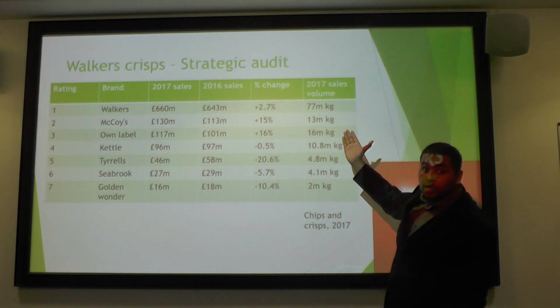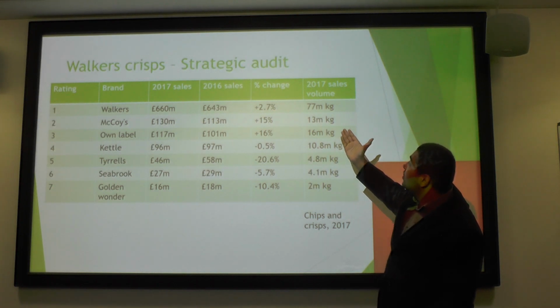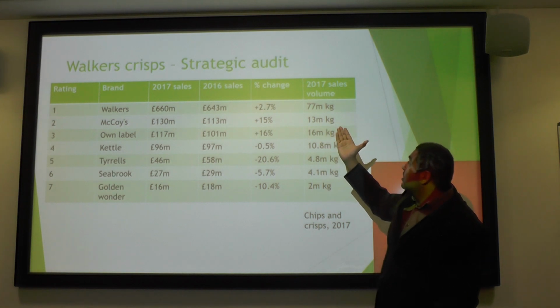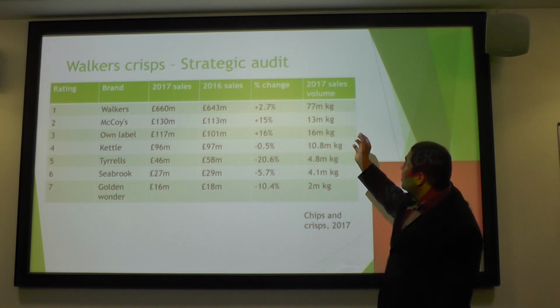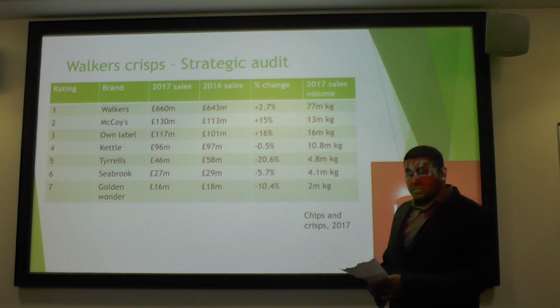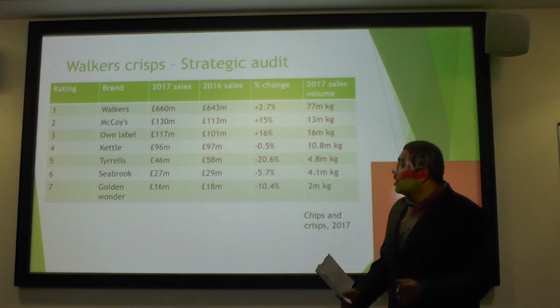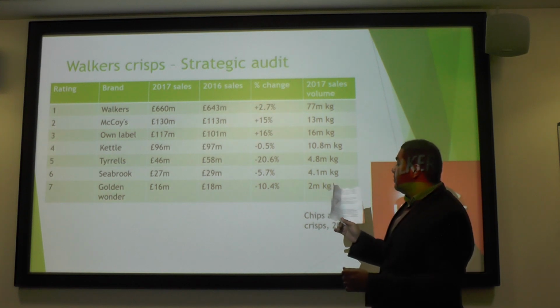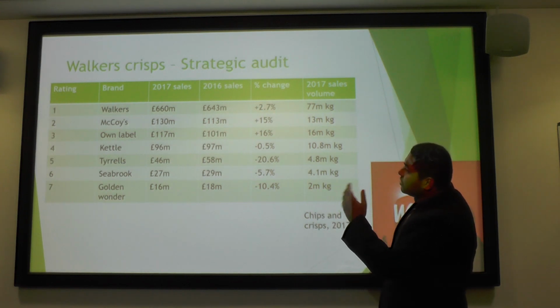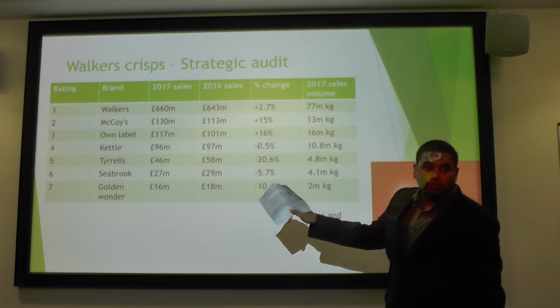Another note that is staggering to point out is that in 2017, in terms of sales volume, there were 77 million kilograms sold. The reason this is important is because you can see that Walker's is the leading crisp manufacturer.